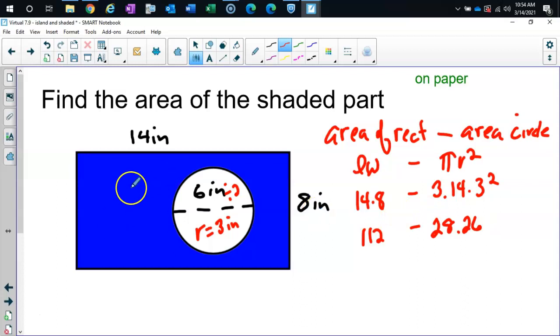And then the shaded area, this blue part, we're going to take our area of our rectangle and subtract that circle area out, and you end up with 83.74 square inches.